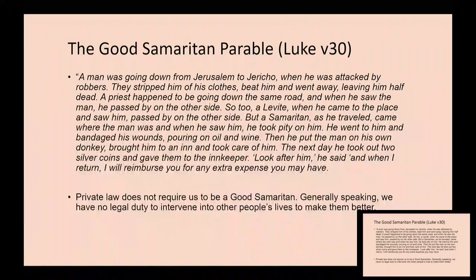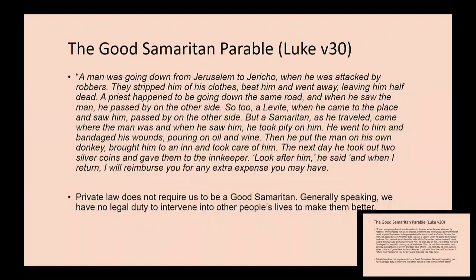We can apply it to the parable of the Good Samaritan. This parable may appear slightly random, but it appears in the case law. Okay, they often refer to the parable of the Good Samaritan when looking at cases of omission. So what is the parable?